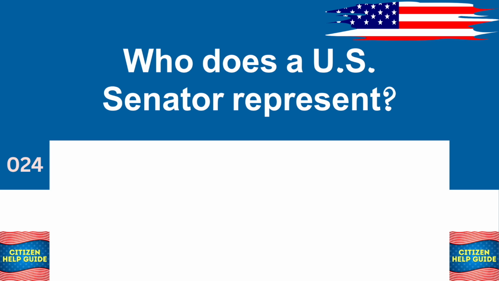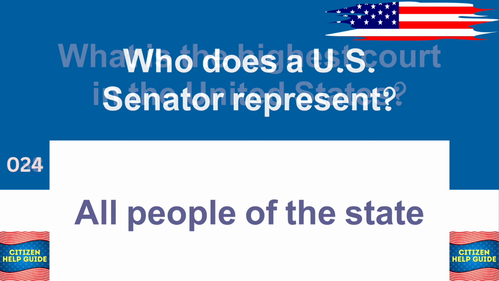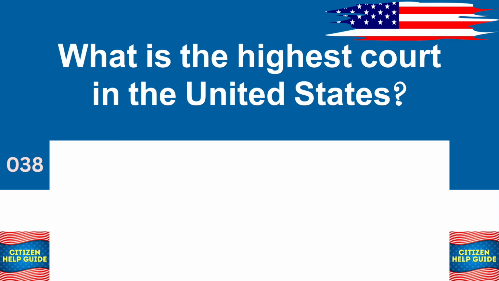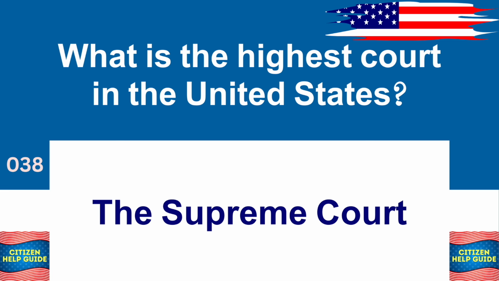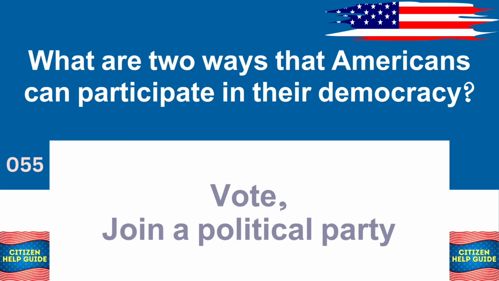Who does a U.S. Senator represent? All people of the state. What is the highest court in the United States? The Supreme Court. What are two ways that Americans can participate in their democracy? Vote. Join a political party.